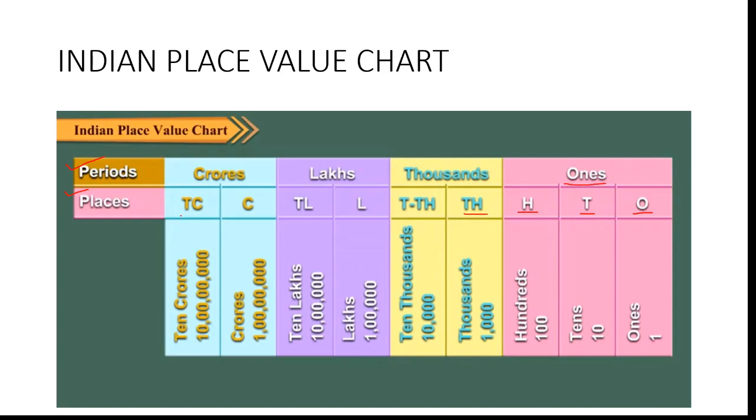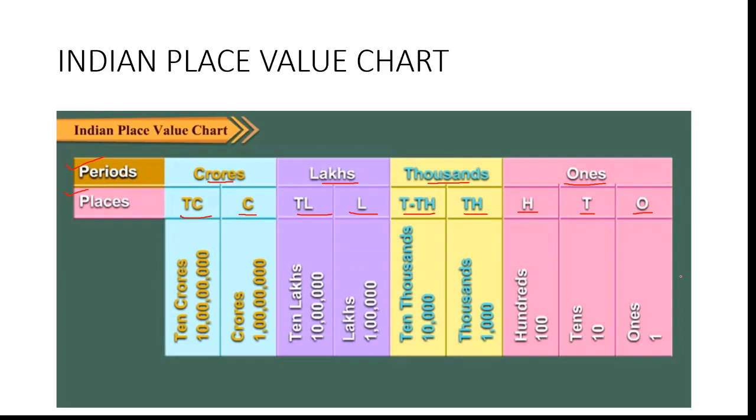Next 2 columns, children, the 1000 column and the 10,000 column. These 2 places form the thousands period. Next 2 places, lakhs and 10 lakhs. These 2 places form the lakhs period. Next 2 columns, crores and 10 crores. These 2 places form the crores period. While reading a number, all the digits in the same period are read together, and the name of the period, except the ones, is read along with them.